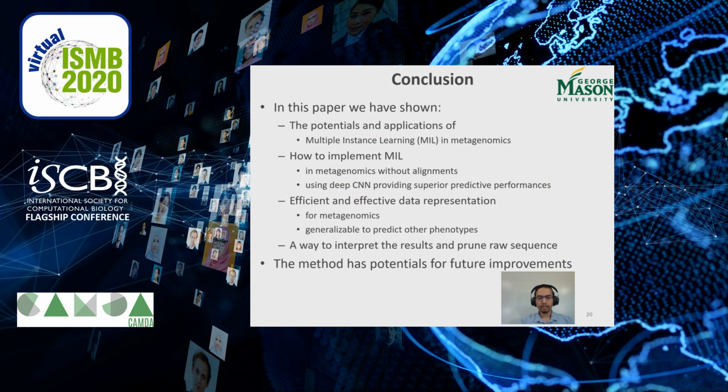In conclusion, this paper shows an application of multiple instance learning in the domain of metagenomic analysis. We have shown how to implement the multiple instance learning formula using a deep convolutional neural network. We have also presented an efficient and effective data representation from raw metagenomic sequencing to multiple instance learning. We have provided a way to interpret the result that can directly go back to the raw sequences and perform all the profiling on a limited number of sequences. This method has potential for future improvement as well as other applications.